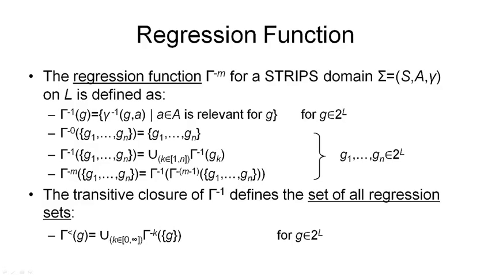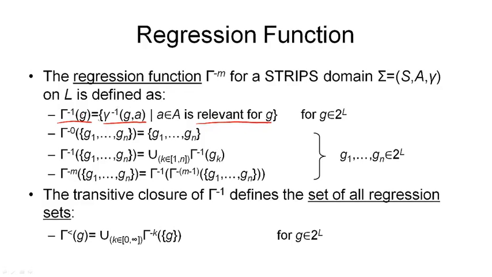We start with regression through a single step from a given goal. This is defined as the set of all those sub-goals, gamma minus 1 of G and A, so the regression sets, for a relevant action for G, our original goal. To compute this, we start with our original goal, then compute all the relevant actions for this goal, and regress through these actions to new sub-goals. So this is a set of sub-goals that we get as a result.